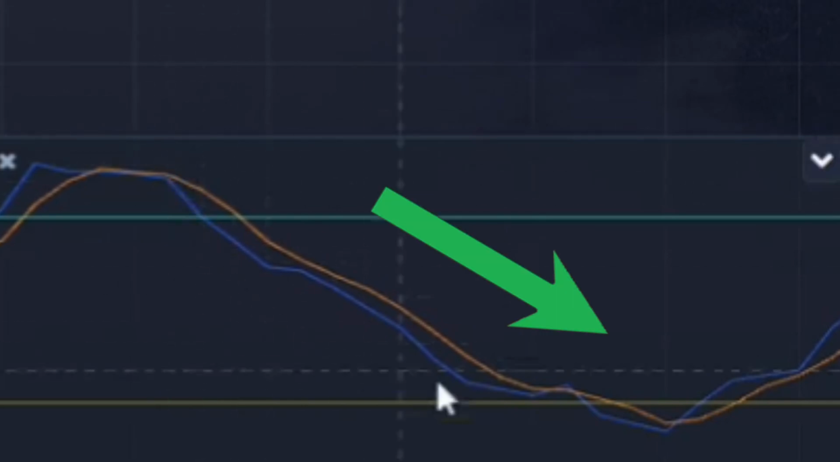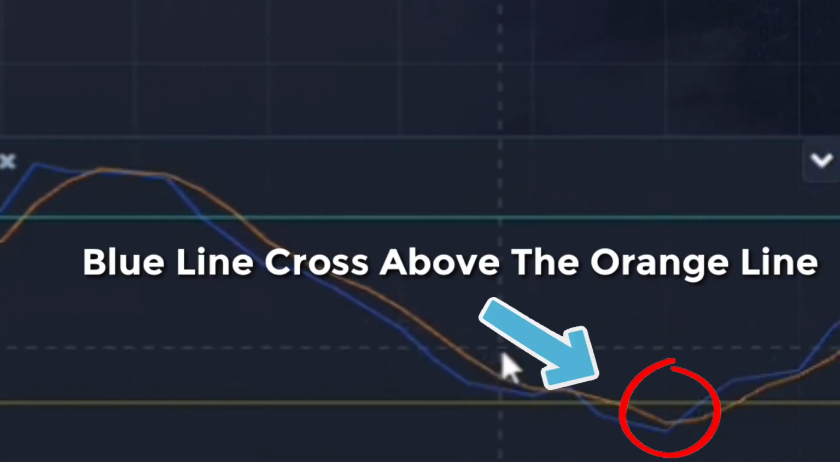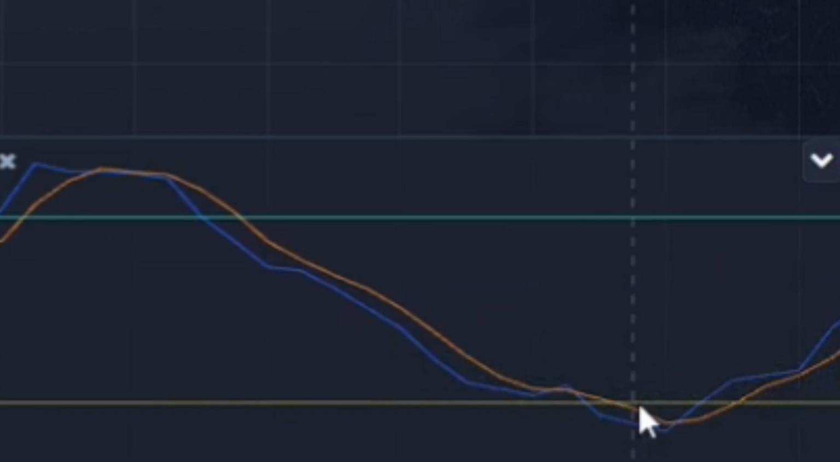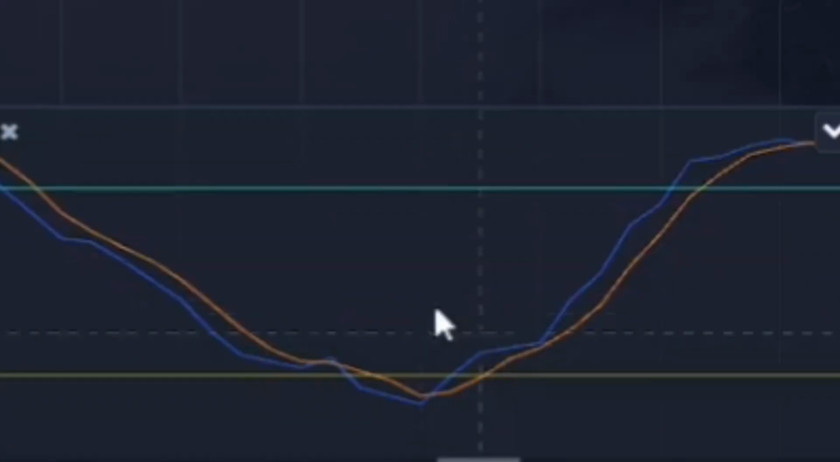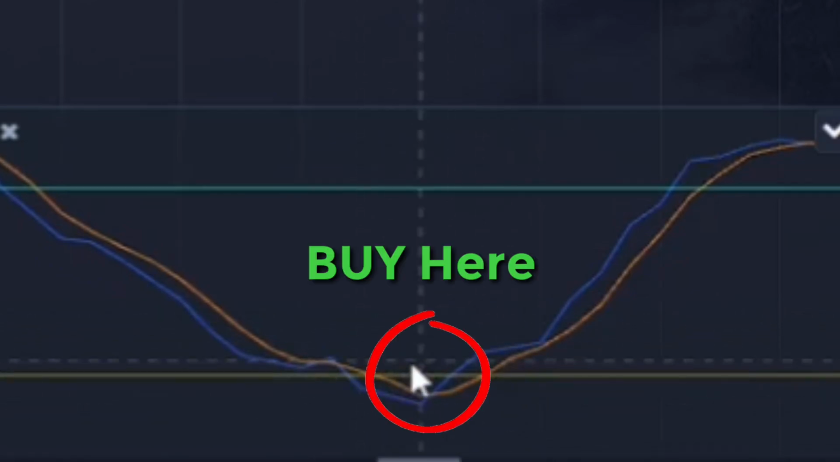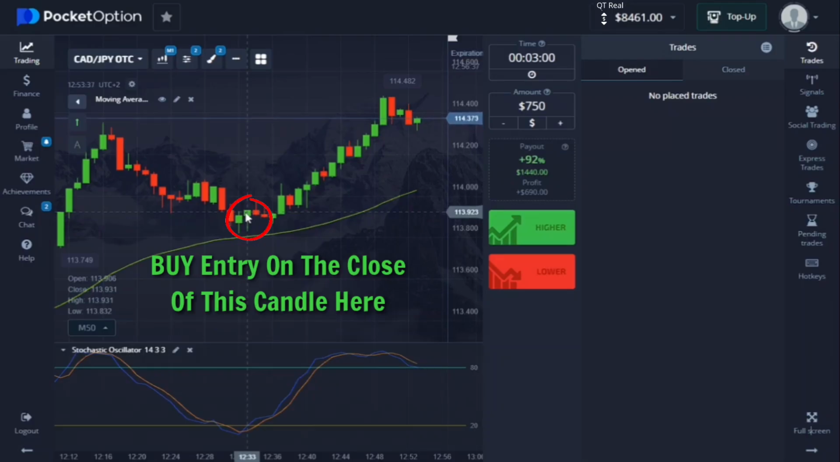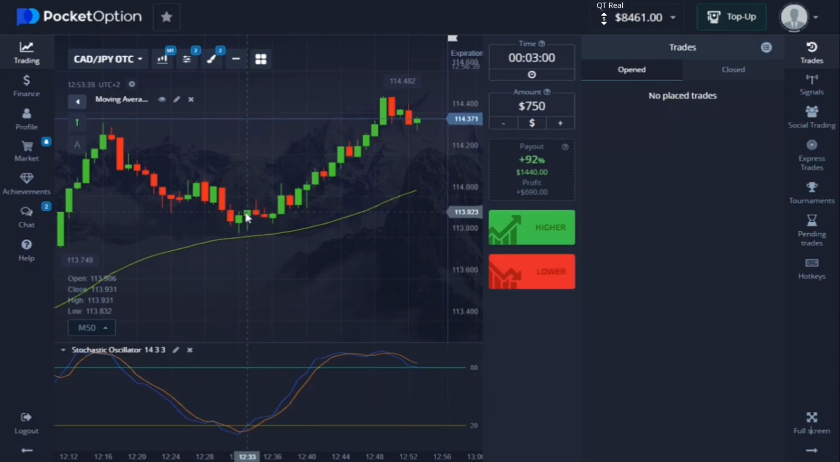Here we can see the stochastic swiftly move to this oversold region over here. And all that we needed to wait for was the blue line to cross above the orange line below the 20% marker over here, which is exactly what happened. Now this is the clarity we need. Once the blue line crosses well above the orange line, this is the exact confirmation we need to open a buy position. So we would have opened a buy position on the close of this candle over here, and I think the trade would have played out quite nicely.